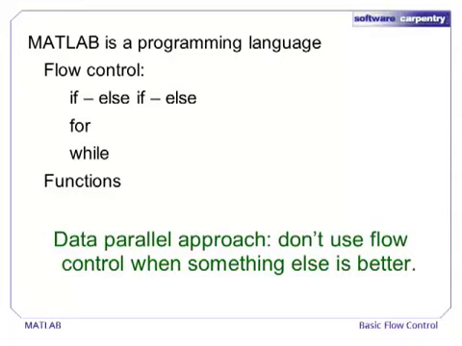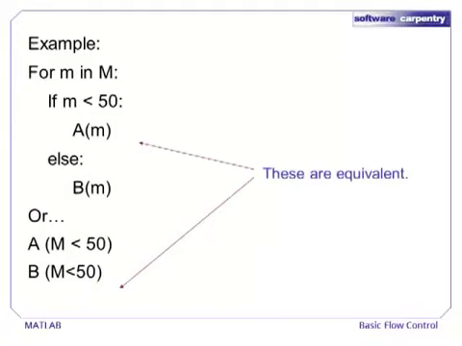We also want to emphasize that under a data parallel approach to programming, loops and if-else statements are not the solution to every problem. For instance, if we want to perform one of two functions on each element of a matrix, we could write a for loop with an if-else inside. In MATLAB, it is better to express the concept all at once by passing an array of values that satisfy each condition to A or B.